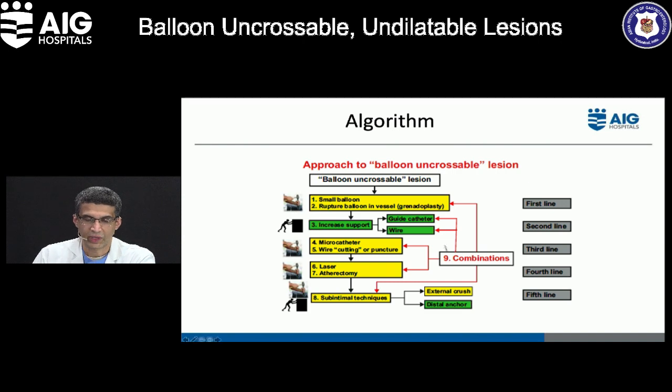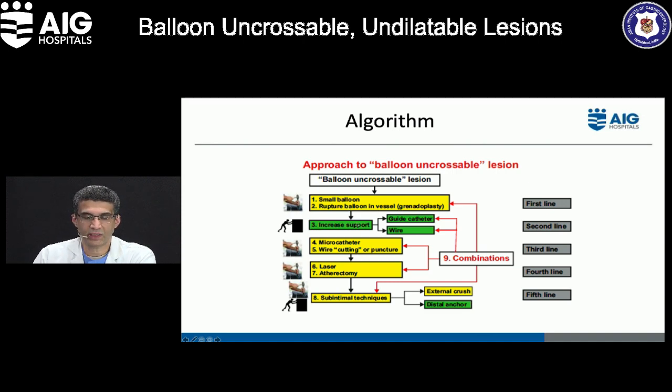Just in summary, the first thing you do is try to use a small balloon to make sure that you cross the lesion. If that balloon is not going in, then you can use what is called granuloplasty, which is not a very common modality. At least in our practice, we don't use granuloplasty routinely. Probably it is one of the last things we might use.